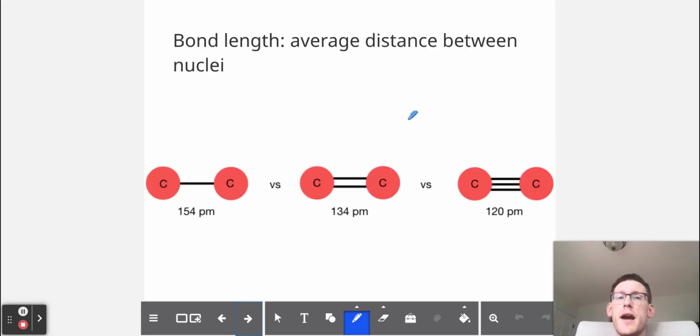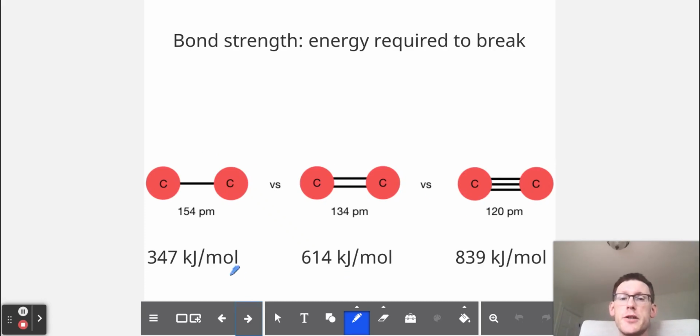Bond length is the average distance between nuclei. When you go from a single to a double to a triple bond, the bond gets shorter. Additionally, as you go from single to double to triple bond, the bond gets stronger. The bond strength is just the energy required to break the bond.